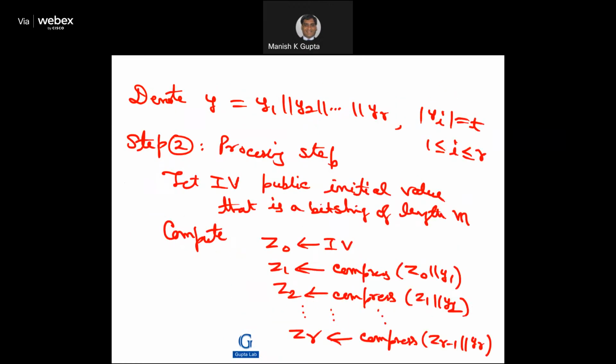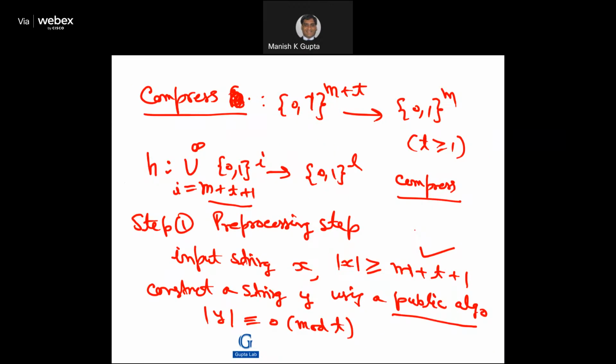Now we assume that Y is a multiple of t, so I can assume that Y is equal to Y1 concatenated with Y2 and so on up to Yr, each of size t. Then the whole thing will be a multiple of t, with i running from 1 to r. That is step 1, the pre-processing step, where I have prepared a string Y whose length is a multiple of t.